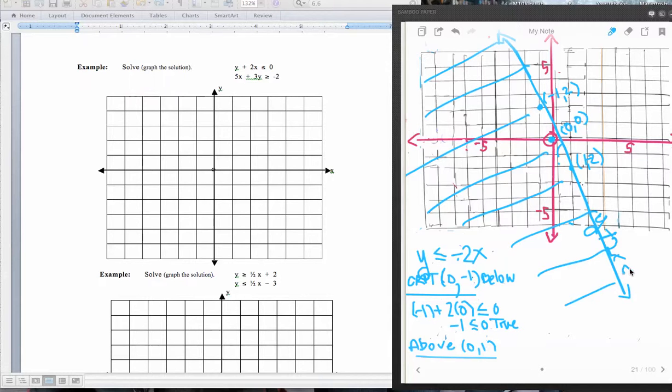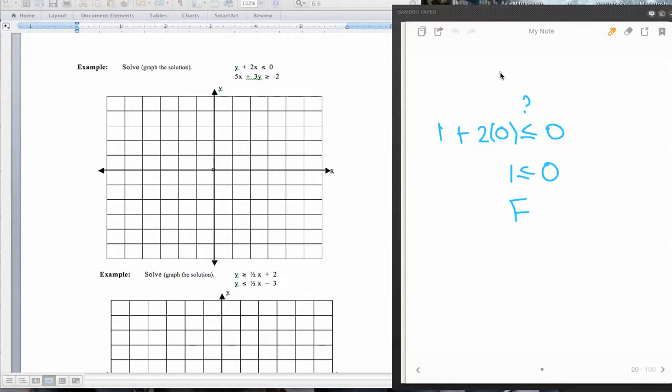And then I am off to graphing the second one, which I'm going to do in a different color, of course, because I want them to show up in contrast to one another. So this one we have 5x plus 3y is greater than or equal to negative 2. So I'm going to put this in slope-intercept form by solving it for y. So 3y is greater than or equal to negative 5x minus 2. And then divide by 3, divide by 3, divide by 3. And so now I have that y is greater than or equal to negative 5/3 x minus 2/3.